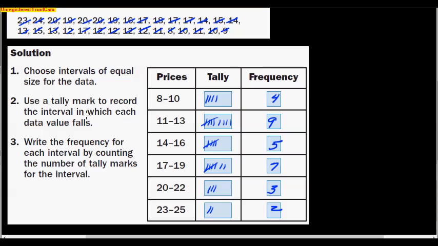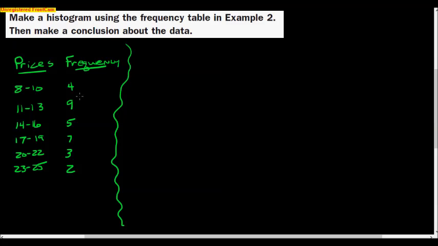But now we want to make a histogram, okay? That's going to be example 3. So I'm going to change screens here. So what I did is I just copied over the frequency chart. I got rid of the tally column because I don't need it anymore, okay? So I've got my intervals here and my frequency here, and I want to make a histogram, okay? And this is where you would use a piece of graph paper, okay? I don't have one on here. So I'm just going to make myself a graph like this.